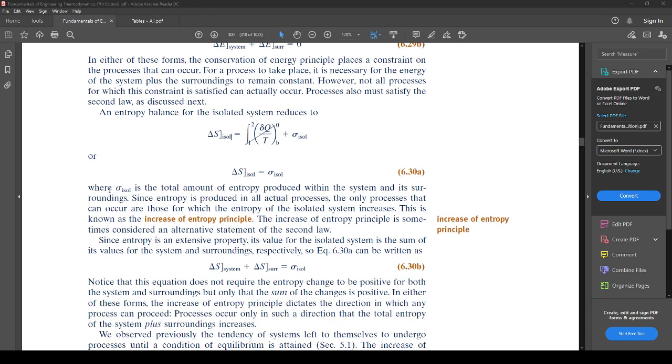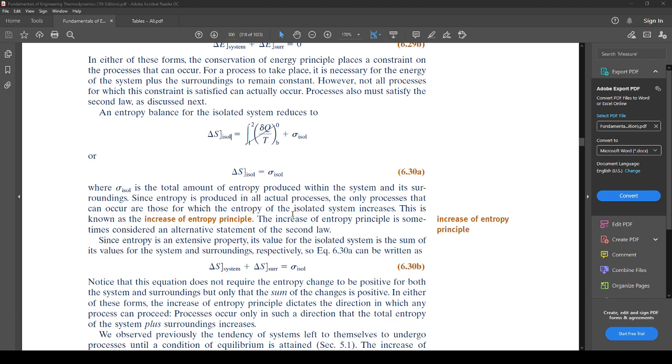Alright, so right here, it says where sigma isol is the amount of entropy produced within the system and its surroundings. Since entropy is produced in all actual processes, the only processes that can occur are those for which entropy of the isolated system increases. This is known as the increase of entropy principle. The increase of entropy principle is sometimes considered an alternative statement of the second law.